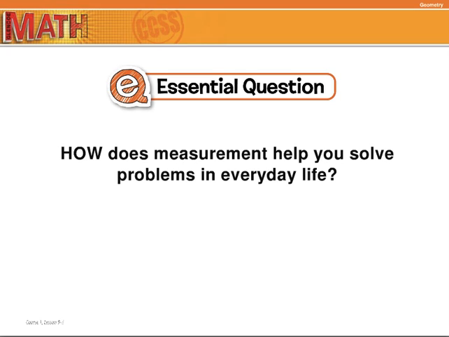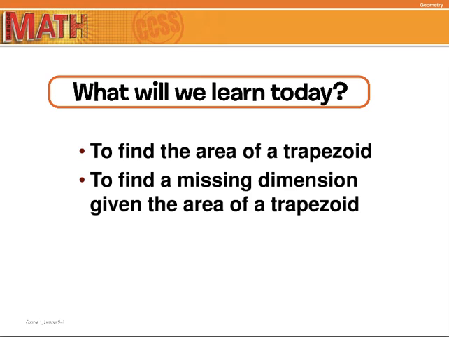How does measurement help you solve problems in everyday life? Kind of been talking about that for a little bit, haven't we? So today we're going to learn to find the area of a trapezoid and to find a missing dimension given the area of a trapezoid. It's going to be fairly similar to what we did for parallelograms and then what we did again for triangles, only today we're going to be doing it for a trapezoid.